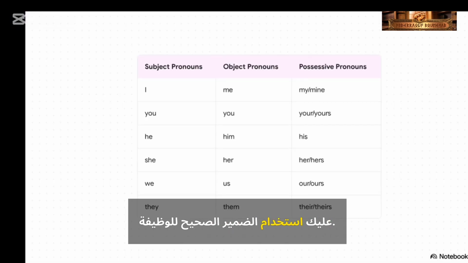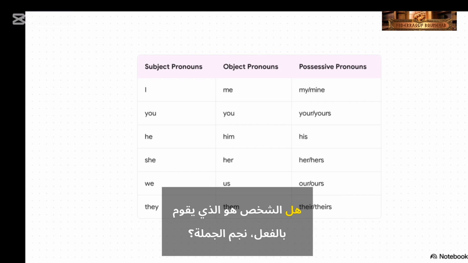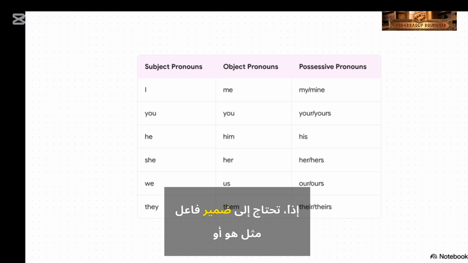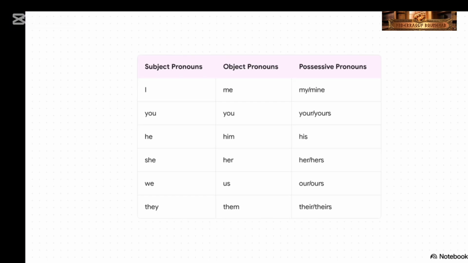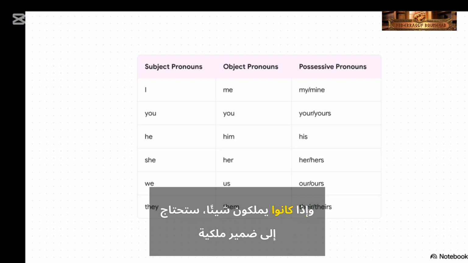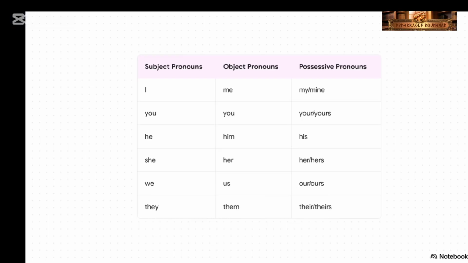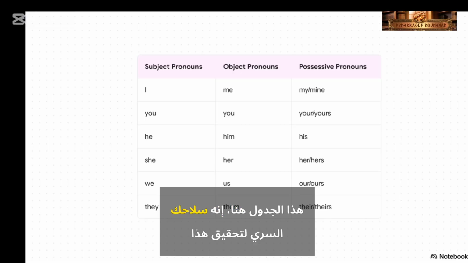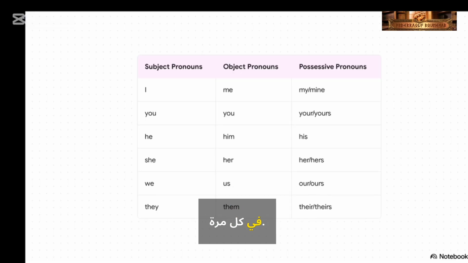You have to use the right pronoun for the job. Is the person the one doing the action, the star of the sentence? Then you need a subject pronoun, like he or they. Is the action happening to them? Well, that's when you grab an object pronoun, like him or them. And if they own something, you'll need a possessive pronoun like his or theirs. This chart right here, it's your secret weapon for getting this right every single time.